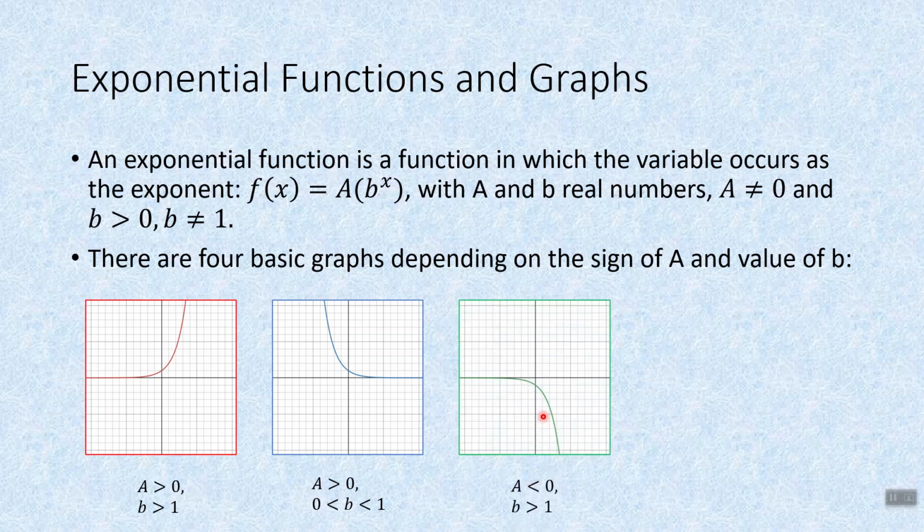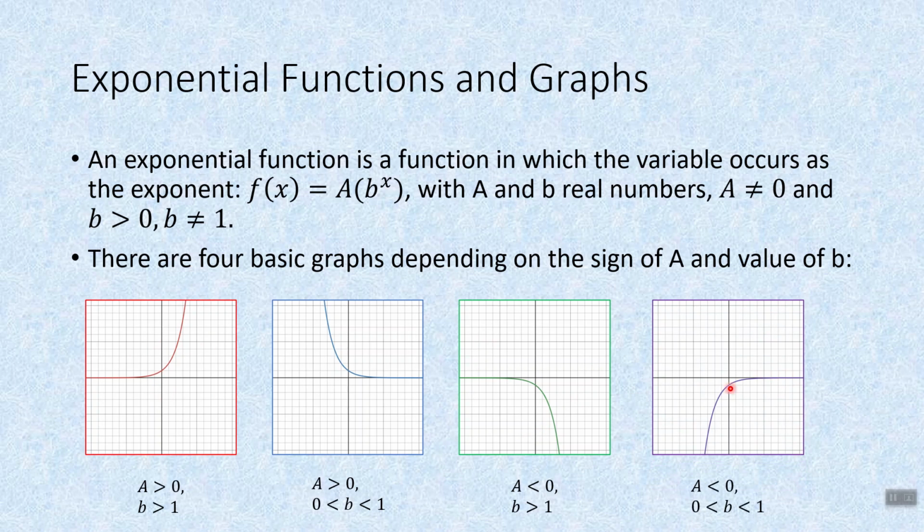If my leading coefficient is negative, all of my answers will be negative, and if b is greater than 1, it'll look exactly like our red graph, only flipped over the x-axis. There's a reason for it. And if a is less than 0, we'll have negative results, and a fractional value brings our graph closer to x equals 0 the further out that we go. It's all about a fractional value, a proper fraction.